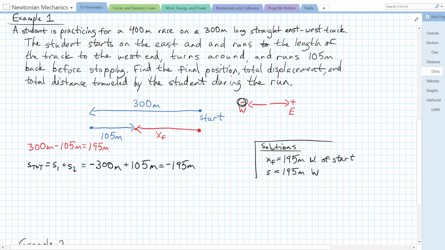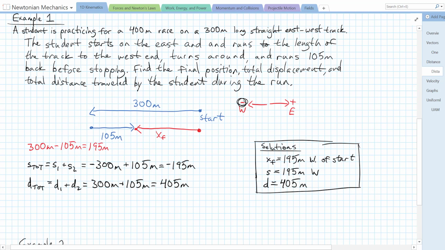Last of all is the total distance traveled. And the total distance traveled is the total length of the path. So, well, the student travels 300 meters west, and then 105 meters to the east. So traveled 300 meters at first. It's going to be D1 plus D2. It's just going to be 300 meters plus 105 meters equals 405 meters. So our distance is 405 meters. That's that. In this case, our position and displacement are the same, but our distance is different.